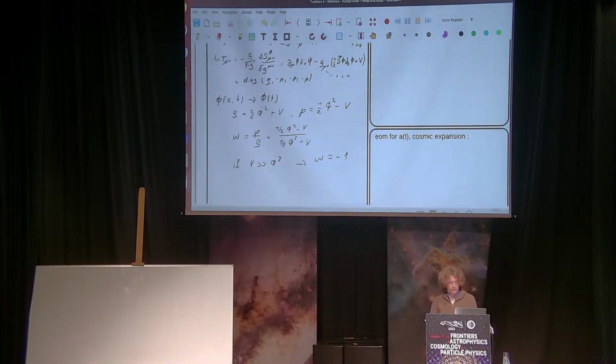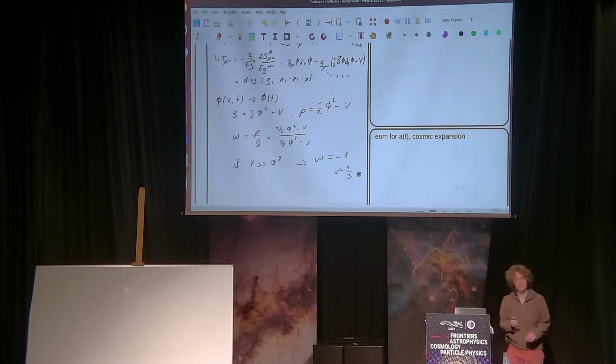And that's -1/3, right? So this is what we wanted: smaller than -1/3, which is exactly what we wanted to achieve. Okay, so now we see that we have something which is dominated by a potential energy, or a vacuum energy. We can, in a very simple way, realize an equation of state which is smaller than -1/3, which means it can resolve the issue with the CMB, and the issue with the flatness problem.